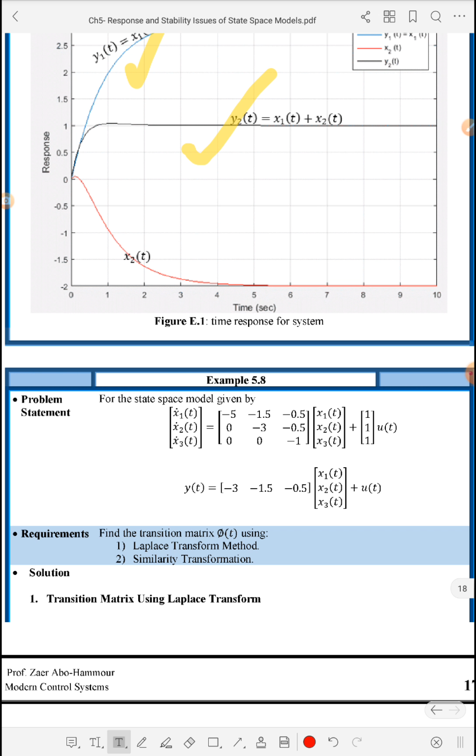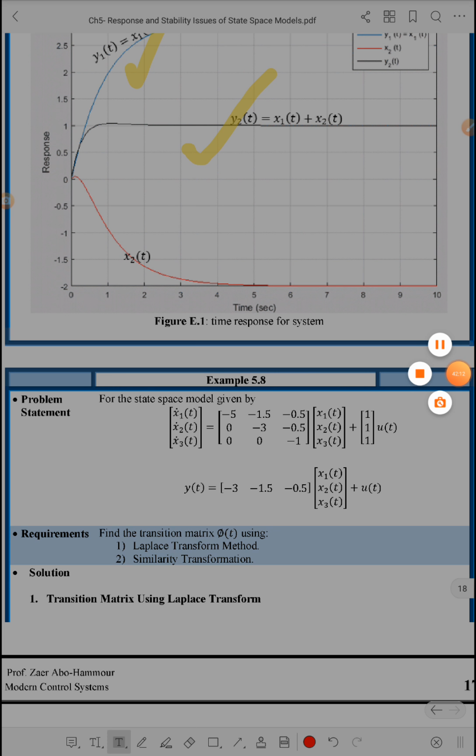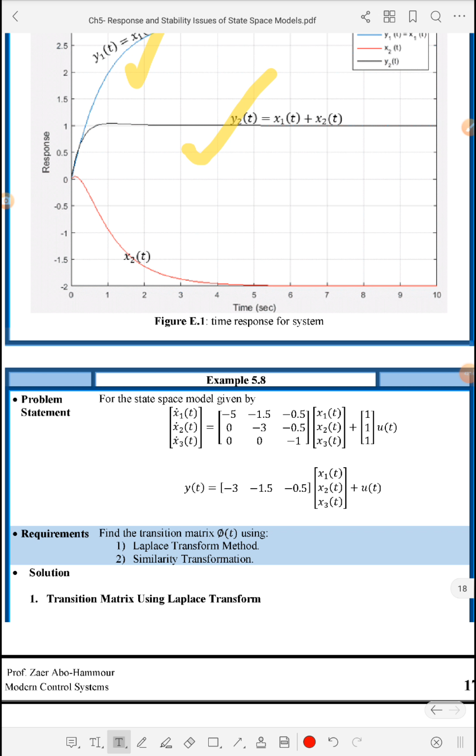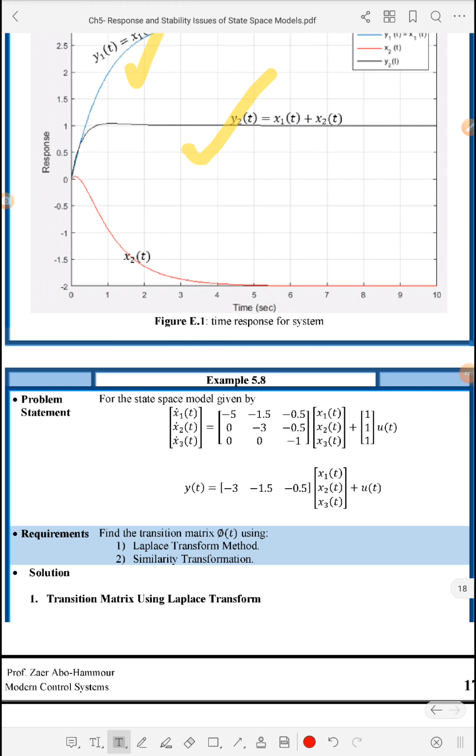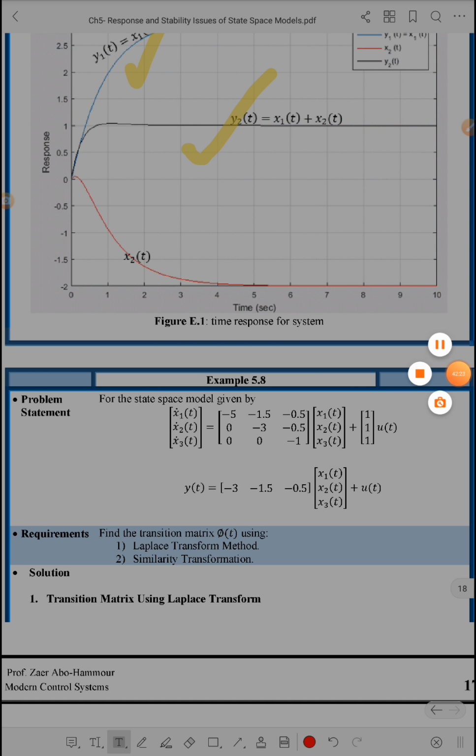So in this manner we have completed this chapter, and I hope that you understand everything covered in this lecture.